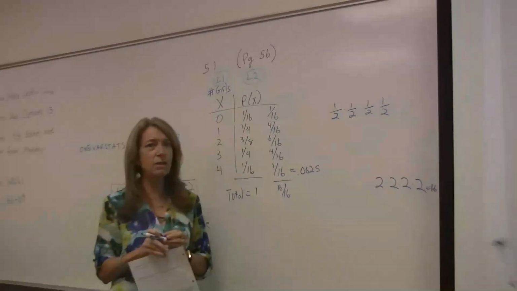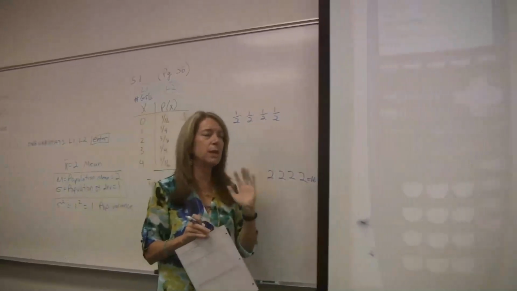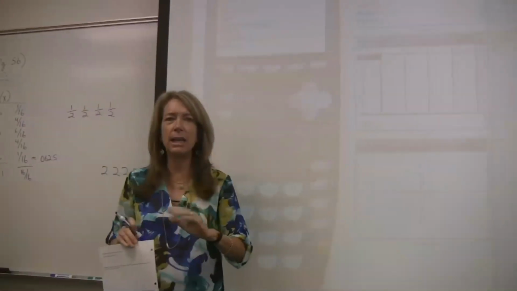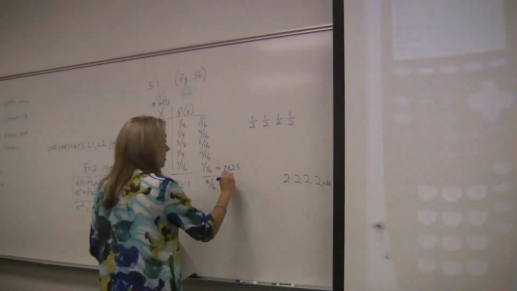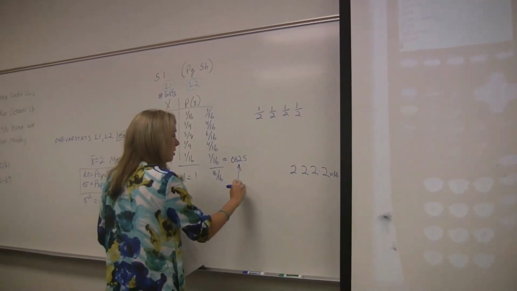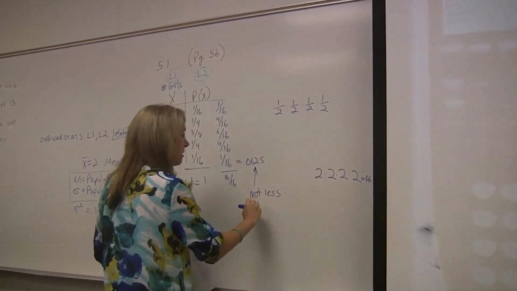These words are going to get interchanged a lot. The whole reason we keep asking you is, is this likely or unlikely? Is this so unusual that we say this is really high or really low? So that's not less than 5%. Not less than 0.05.